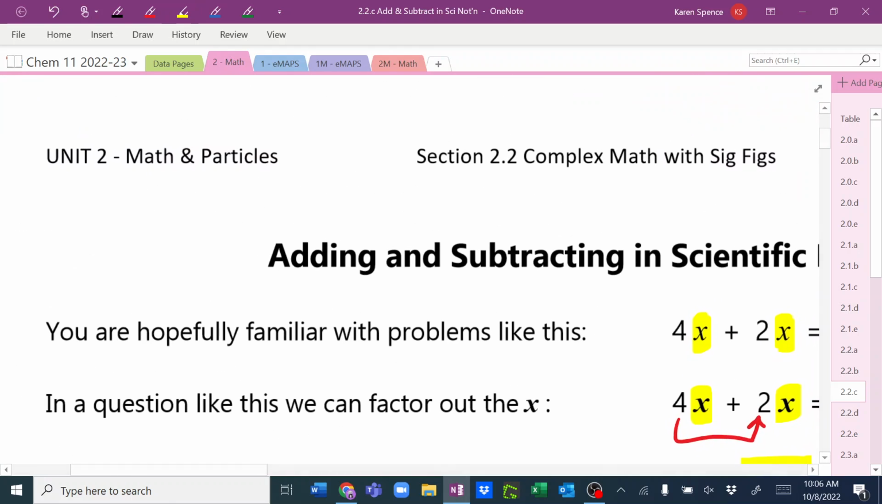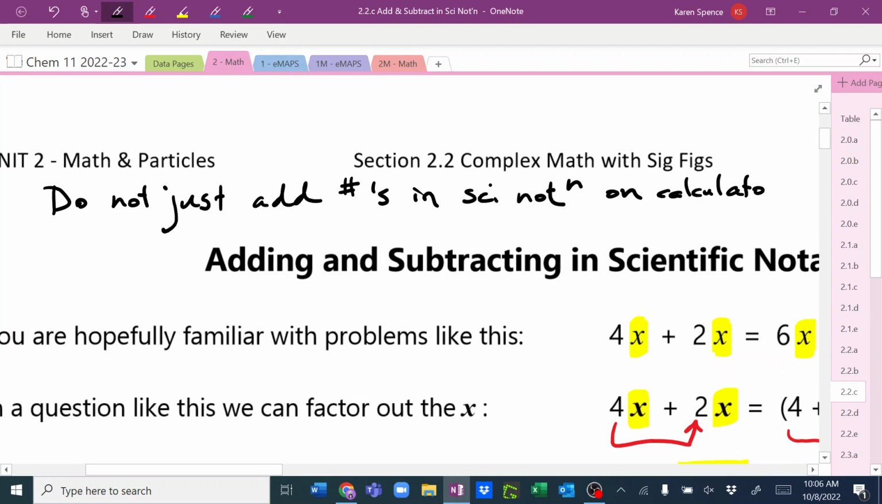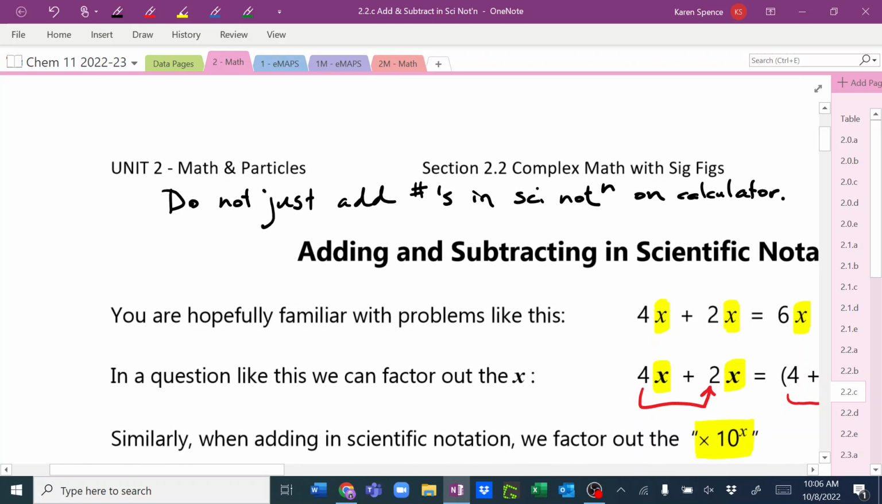Just before we get on with that, I want to point out that you do not want to try just adding scientific numbers in scientific notation on your calculator. You will get an answer, but you will not be able to figure out the number of sig figs, because one of them might be times 10 to the 3, one might be times 10 to the 2, your answer might be times 10 to the 1. So your decimal is moving all over the place.